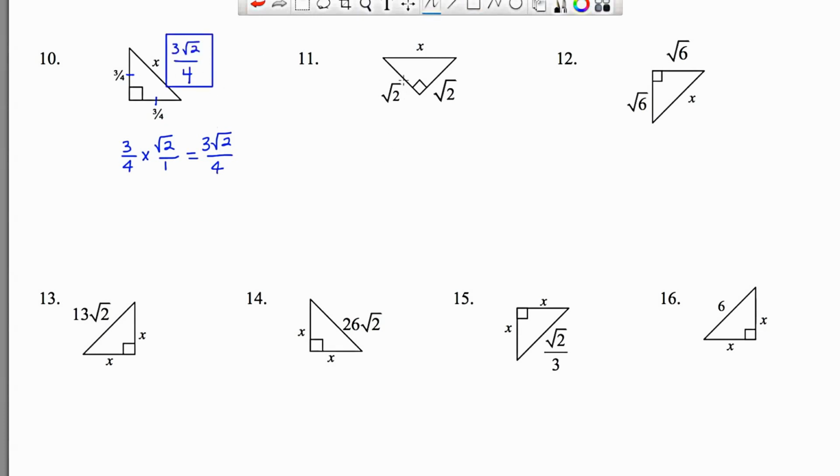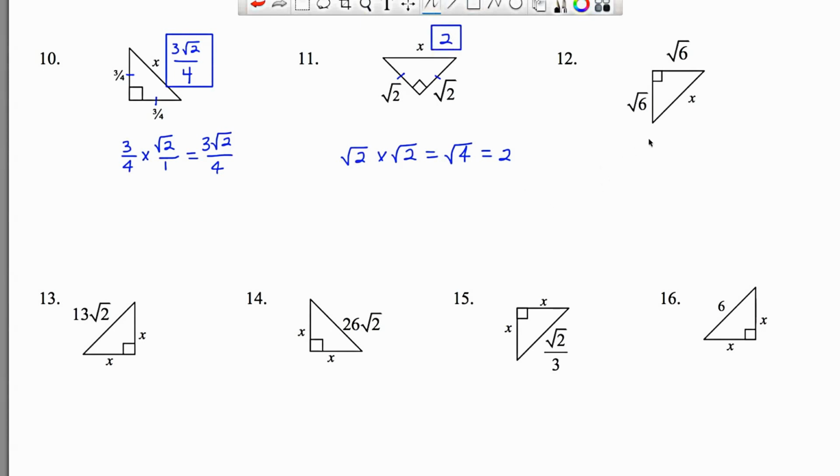In number 11, I see I have another right triangle in which the legs are the same, which means the angles are going to be the same and they're going to be 45 each. I have a 45, 45, 90. The rule is take the leg and multiply it by root 2. Now root 2 times root 2 is root 4, and the square root of 4, of course, is 2.